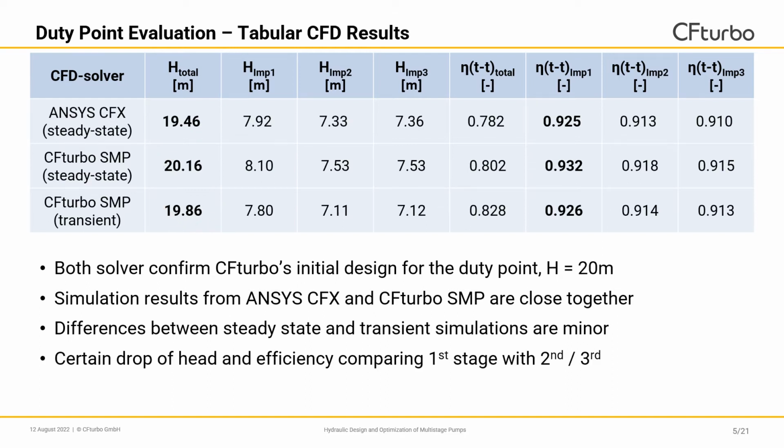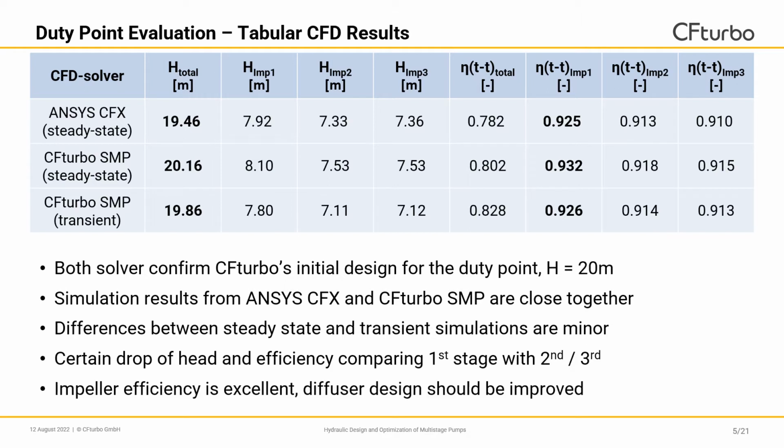Additionally, we can see a certain drop in head and efficiency when comparing the first stage with the second and third one. So let's see. For the first stage, we achieve an overall head of 7.8 meters, but when comparing it with the second and third stage, you can see that there's a certain drop. The same results can be seen from the efficiency. So for the first pump stage, we achieve an overall efficiency of 92.6%, whereas the second and third pump stage only achieve an overall efficiency of 91.4 or 91.3.